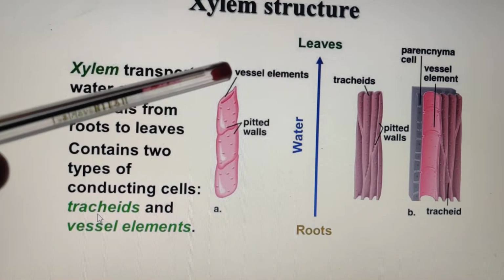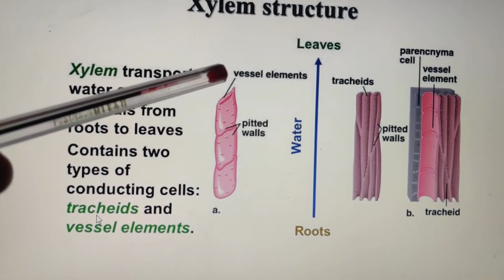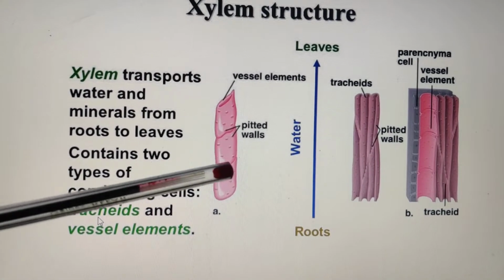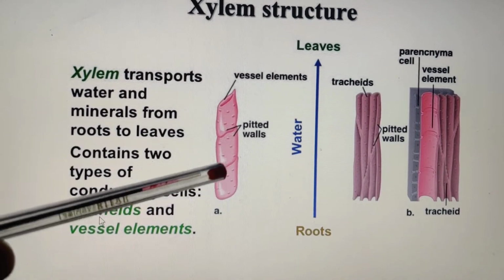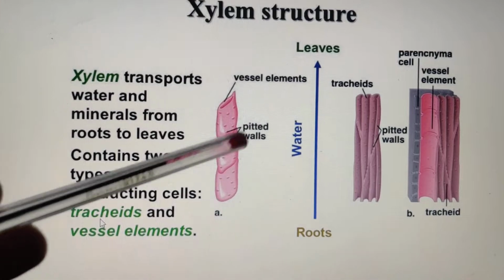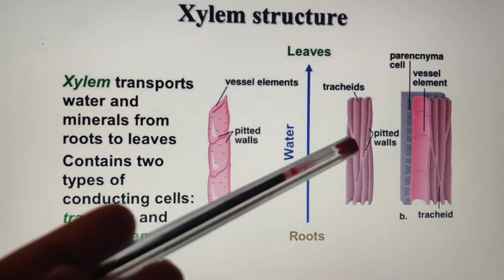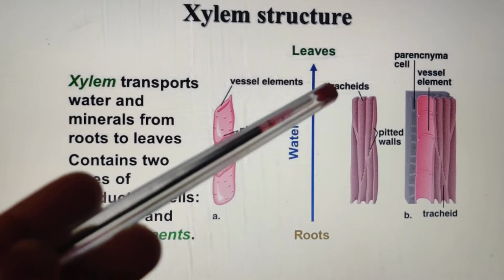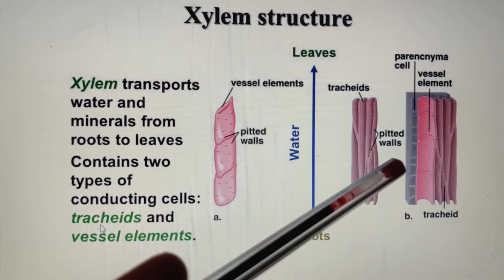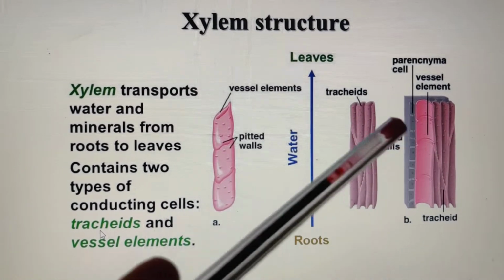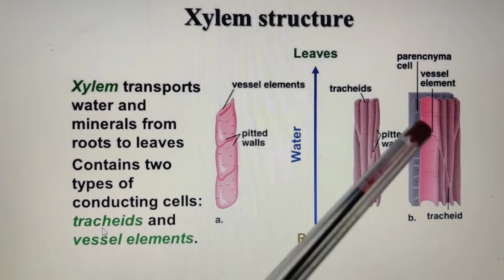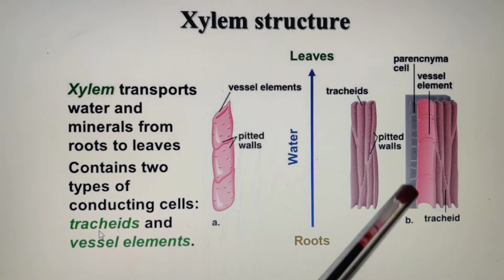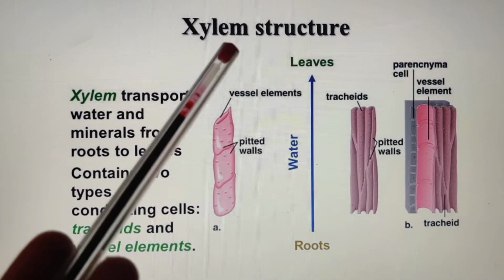These are the vessels. They have holes. Their walls are pitted walls. These long tube-like structures are the tracheids. They also have pitted walls. These vessels, tracheids, and the parenchyma arrange themselves to form the xylem.